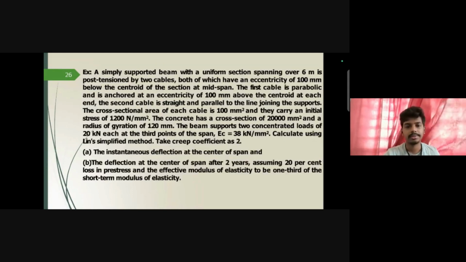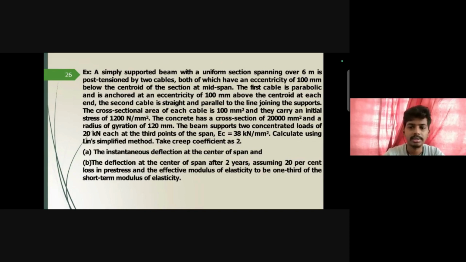So moving on to the second question: a simply supported beam with a uniform cross section spanning over 6 meters is post-tensioned by two cables, both of which have an eccentricity of 100 mm below the centroid of the section at midspan. The first cable is parabolic and is anchored at an eccentricity of 100 mm above the centroid at each end, and the second cable is straight and parallel to the line joining the supports. The cross section area is 100 mm squared, the initial stress is 1200 Newton per mm squared, the concrete section area is 20,000 mm squared, and the radius of gyration is 120 mm. The beam supports two concentrated loads of 20 kN each at the third points of the span. The modulus of elasticity is 30 kN per mm squared.